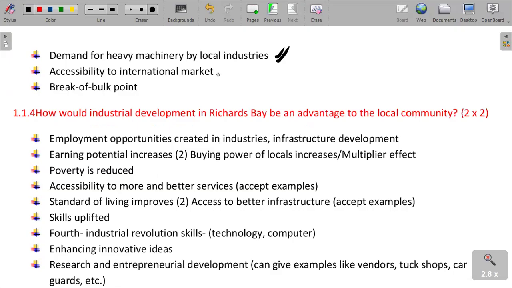Accessibility to the international market can readily be met because we talk about the export business, and then break of bulk, whereby metals and aluminium can be broken down and resized into convenient sizes that are suitable for various customers, and also for the various retail and supply chain that is involved.